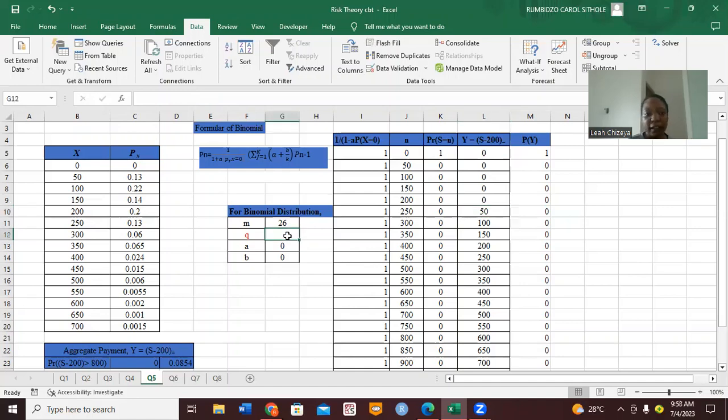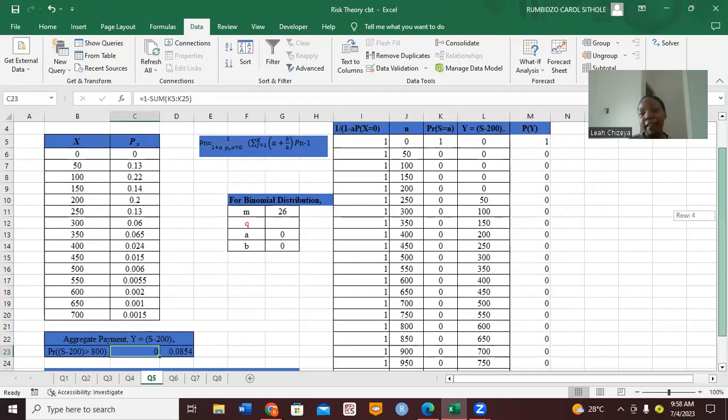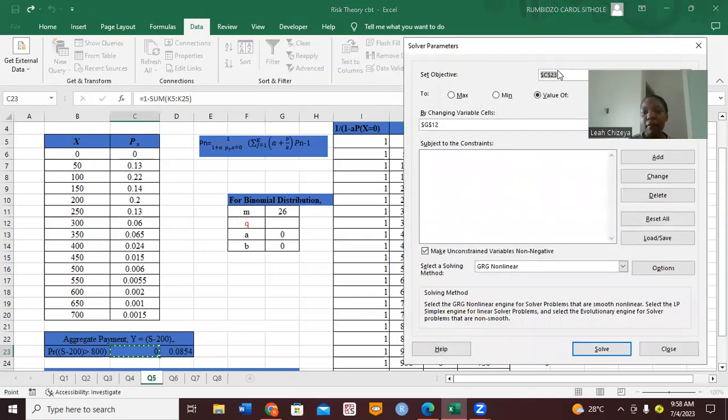To use the Solver here, I'm going to click here. Since we said we're going to calculate the probability that the aggregate payment is less than 800 and subtract it from 1, this is what I indicated here: 1 minus the summation of K5 to K25. Then you go to Data, and on your far right you look for Solver. You click Solver, and it pops up a window. On the window you can set up your objective. The objective that I set is the probability that our aggregate payment is more than 800, which is 0.0540175 as the question gave us.